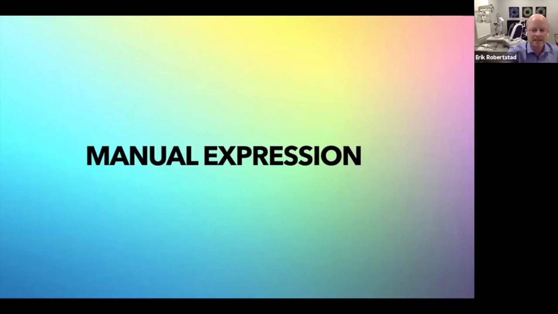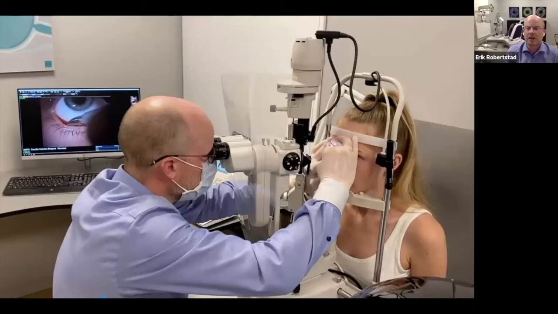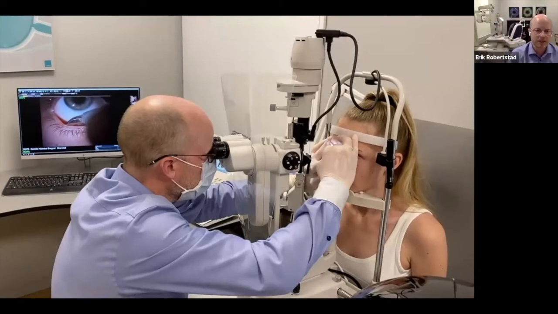Now we will see the same patient using manual expression. So you can see now what it looks like when I squeeze her glands. I'm using a simple paddle. I'll just show you that. It's a paddle like this one. It has two similar sides. It's easy to use both on the upper lid and the lower lid. And I'll show you the video.